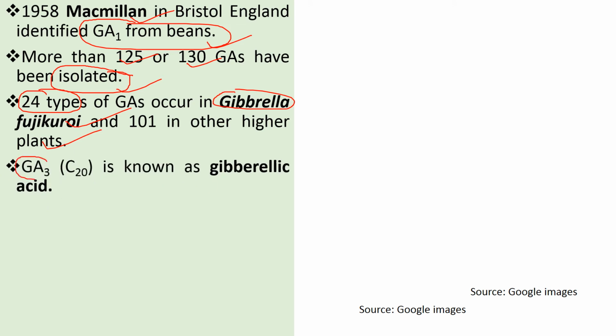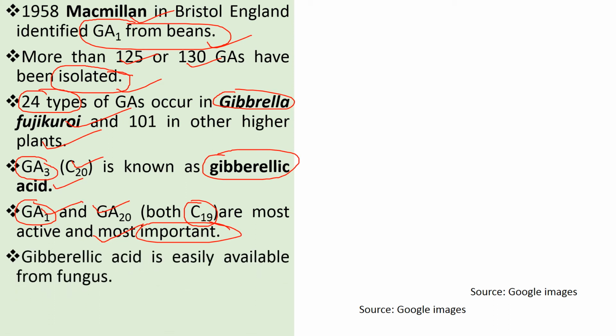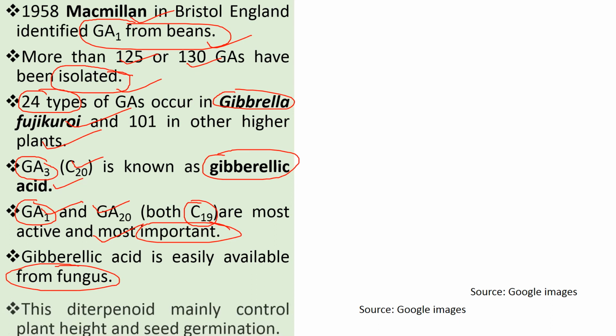Then GA3, which is a 20 carbon compound, is also known as gibberellic acid. GA3 को gibberellic acid भी कहा जाता है. And GA1 and GA20, these are both carbon 19 compounds and are the most active forms and most important forms. So ये दोनों forms बहुत active forms होती हैं GA की. Then gibberellic acid is easily available from fungus. Fungus से easily इसको isolate किया जा सकता है.